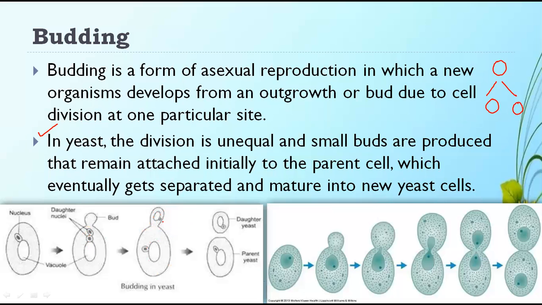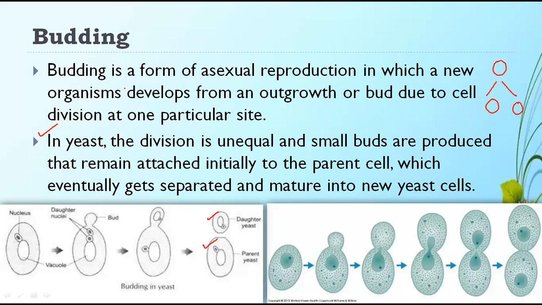Okay, it gets separated from the parent organism, and a new daughter organism is formed. A new daughter yeast is formed. This is a daughter yeast and this is a parent yeast. So this is how the budding in the yeast takes place.